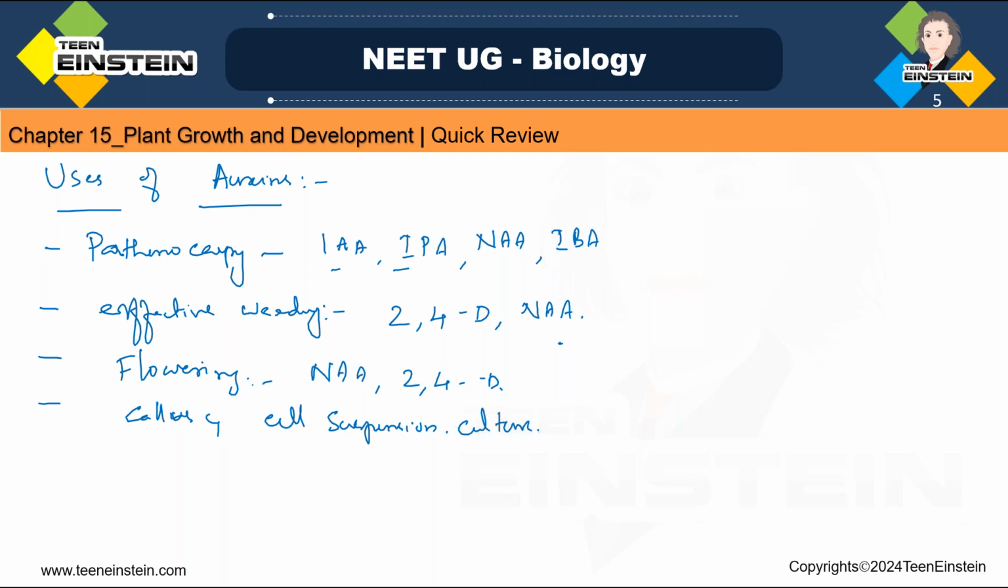Then auxin, when it is combined with cytokinin in a particular ratio, is used in tissue culture for inducing morphogenesis in the callus. In tissue culture, it is useful. Okay, so these are the uses of auxin.